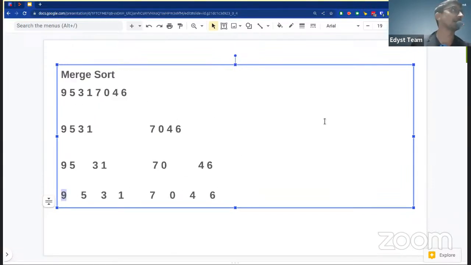How do I sort 9? This is the base case. If there is only one element in an array, is it sorted or not sorted?